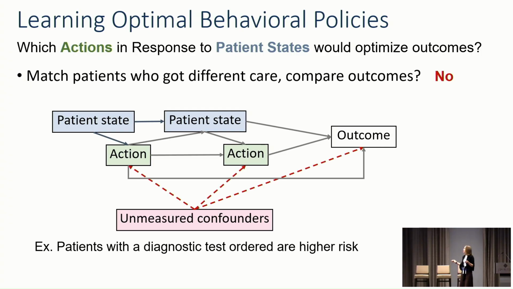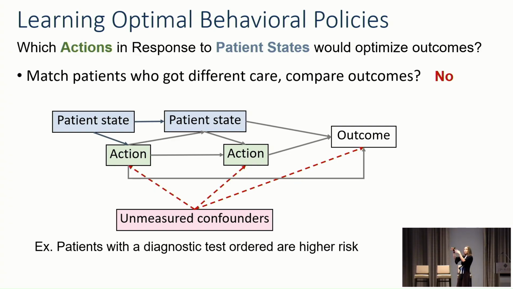Does this work? Well, the short answer is no. There's a couple reasons why it really doesn't work. The first is that we care about these longitudinal action paths. So even if you match patients perfectly based on their characteristics at the start of this encounter, depending on those initial actions, that will affect future states.